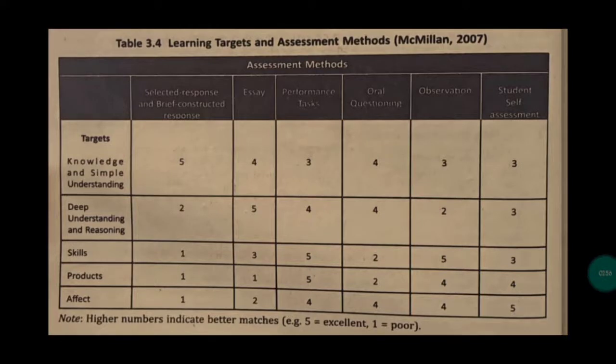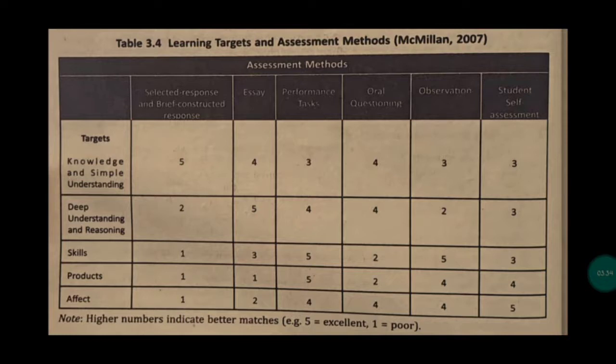So Macmillan 2007 prepared a scorecard as a guide on how well a particular assessment method measures each level of learning. So here is Table 3.4, Learning Targets and Assessment Methods by Macmillan 2007, which depicts the relative strength of each assessment method in measuring different learning targets.